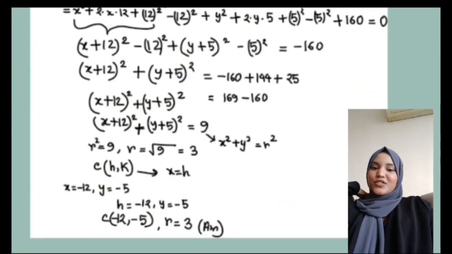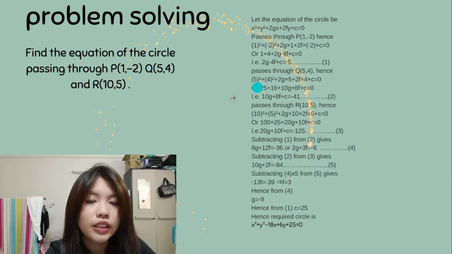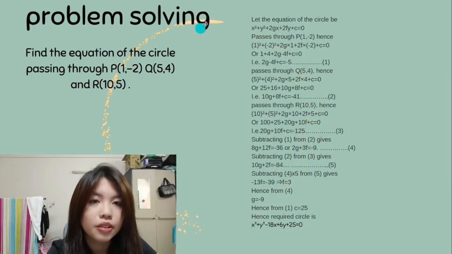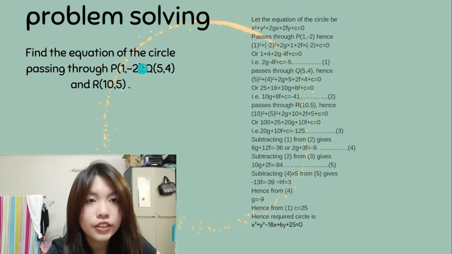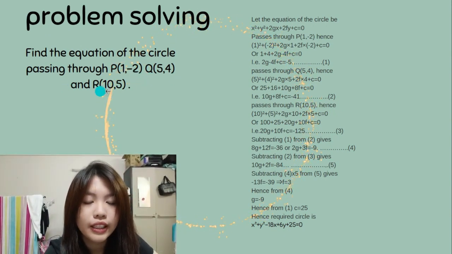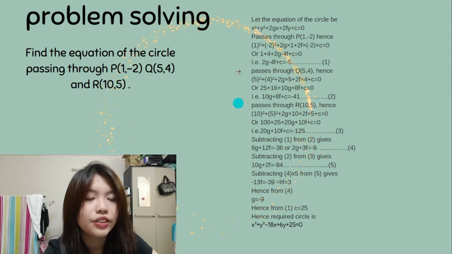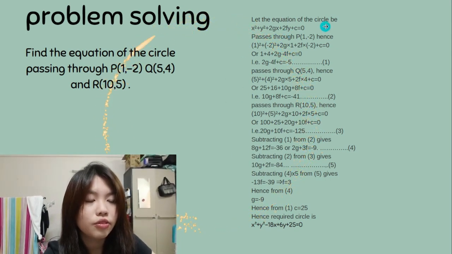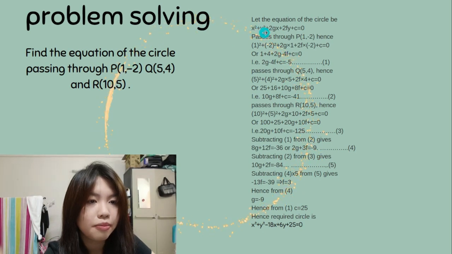Okay, so now, let me talk about this problem solving. Find the equation of the circle passing through P(1, -2), Q(5, 4), and R(10, 5). Let's see the solution. Let the equation of the circle be x squared plus y squared plus 2gx plus 2fy plus c equals 0.